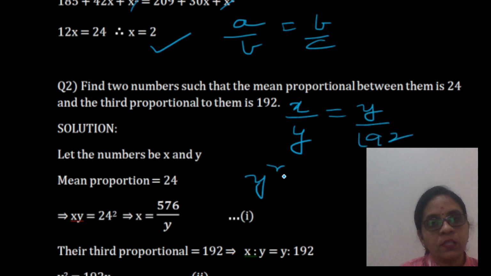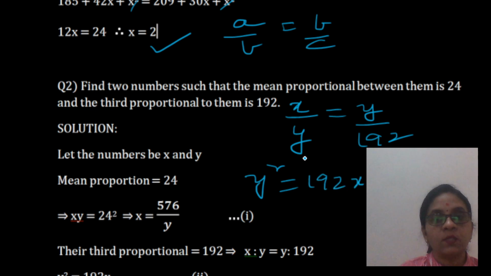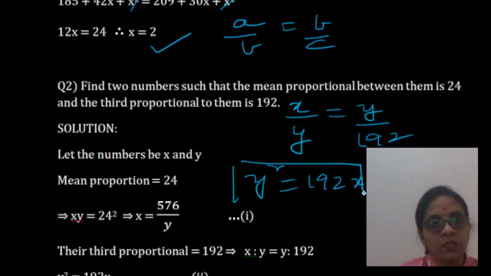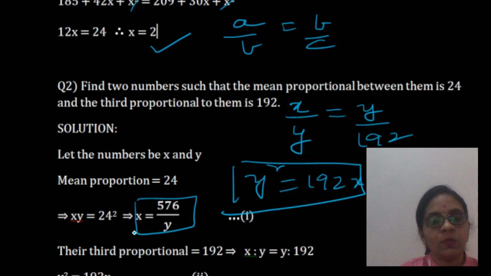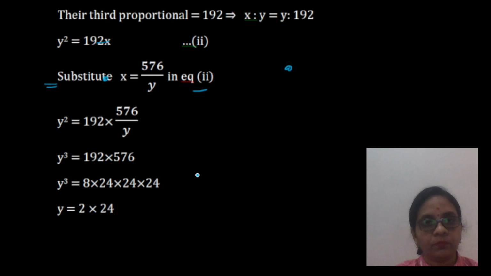Which makes y square is equal to 192x. So here you have one relation which is y square is 192x. Here you have another relation which is x is 576 by y. So using these two relations we will find the value of x and y.